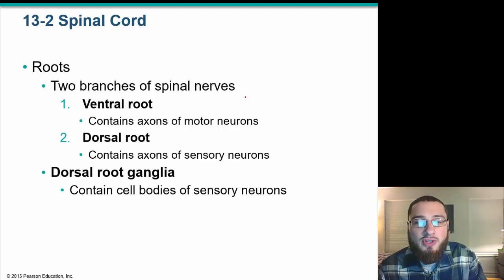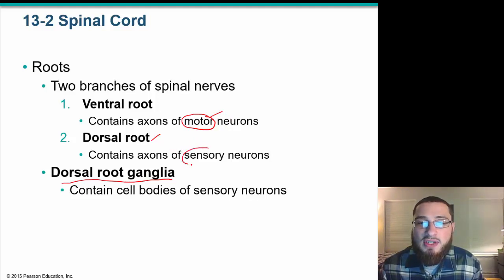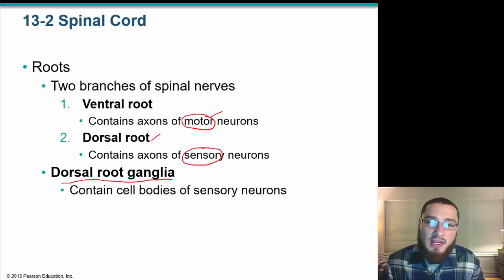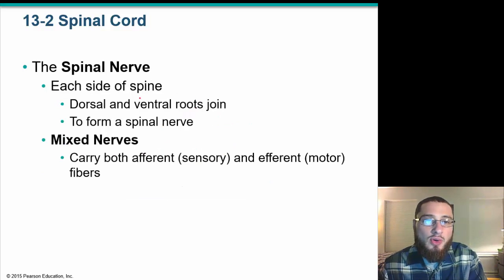You have two branches of the spinal nerves: the ventral root and the dorsal root. Like I said, the dorsal root has this bundle that is attached to it, which we call the dorsal root ganglion or ganglia. Ventral root contains the axons of the motor neurons, so that anterior portion of the spinal cord with those ventral roots coming off it contains motor neurons, and the dorsal or posterior root contains axons of the sensory neurons. And within the dorsal root ganglia, that bulging area of the dorsal root, that contains cell bodies of the sensory neurons.